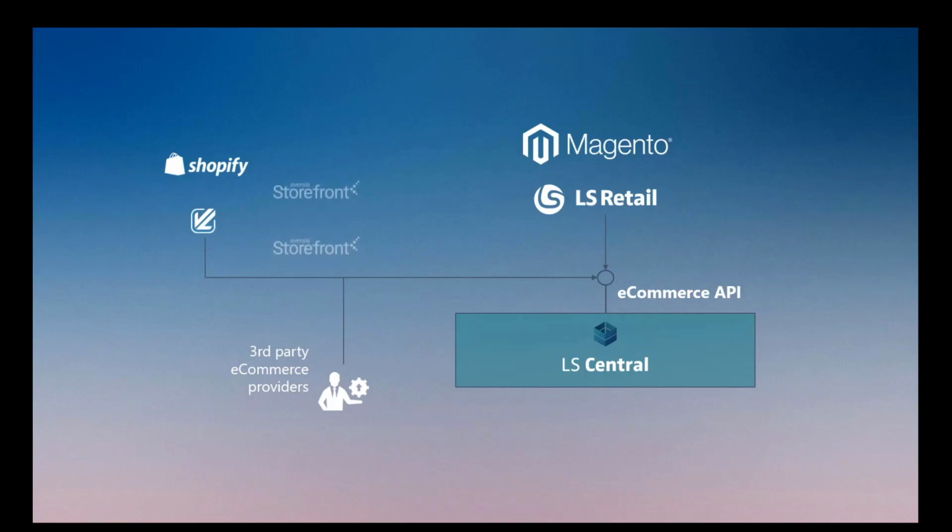Next in line is Avencia Storefront. Avencia Storefront builds on the API server platform, which is now known as Optimizely, and they integrate LS Central to its CMS and e-commerce platform. And in terms of merchants, Avencia is mainly focusing on the enterprise segment with their storefront solution.